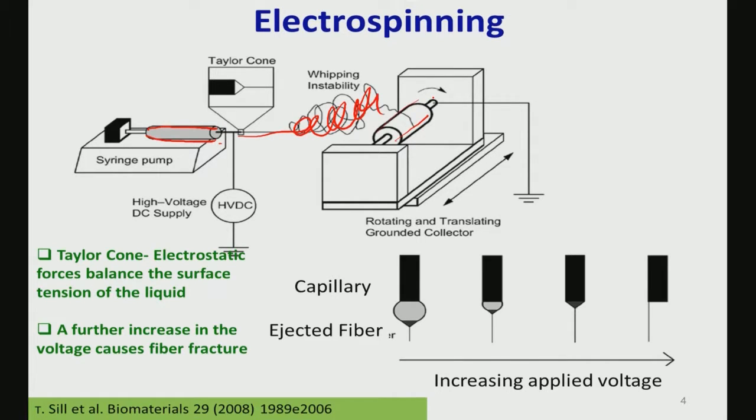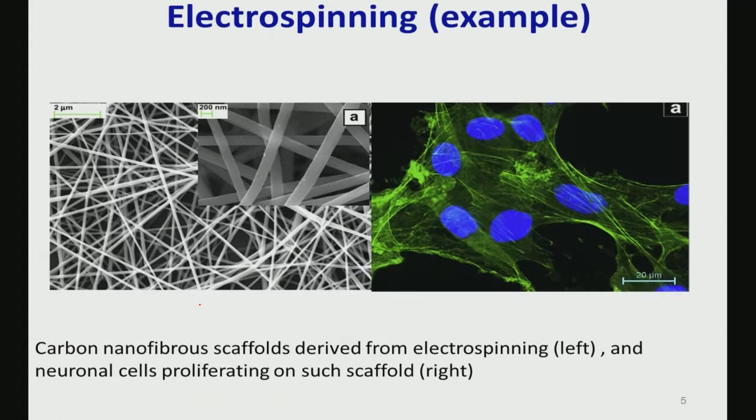This essentially shows how capillary forces are important, and it forms a cone, also with increasing applied voltage, the voltage you apply between the syringe pump and the collector plate. Taylor cone formation is of fundamental importance in the process of electrospinning, and it originates from the electrostatic force balance and the surface tension of the liquid.